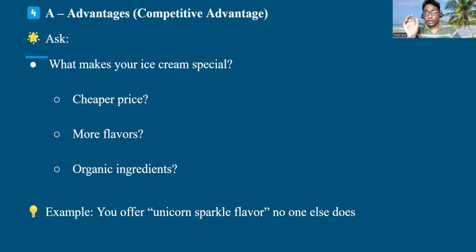So what makes your ice cream special? Special, as I said before, USP, unique selling point. What is the unique selling point of your ice cream, right? Cheaper price. Is it cheaper price? Cheaper price is one of the competitive advantages. Because of cheaper price only, many have shifted from Airtel to Jio, right? Jio gave free internet for almost 6 months, I think.